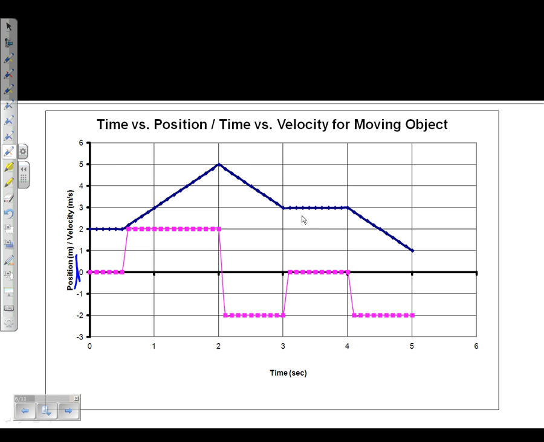Then we already stated from 3 to 4, horizontal line, slope equal to 0, velocity equal to 0. And then during this section right here, it's a negative slope once again, a constant negative slope. Little rise over run, -2 over a run of +1 gives us a -2 velocity.